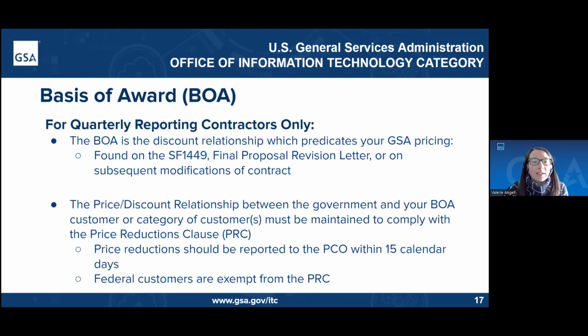The basis of award is the discount relationship that determines your GSA pricing. And it's very, very important to note that you must maintain the discount relationship between your basis of award and your GSA schedule contract prices. If you disturb this discount relationship by giving your basis of award a better discount than what you disclosed at the time of your contract award, then you violate the price reduction clause and you need to notify your PCO immediately. Price reductions violations must be reported to the PCO within 15 calendar days.